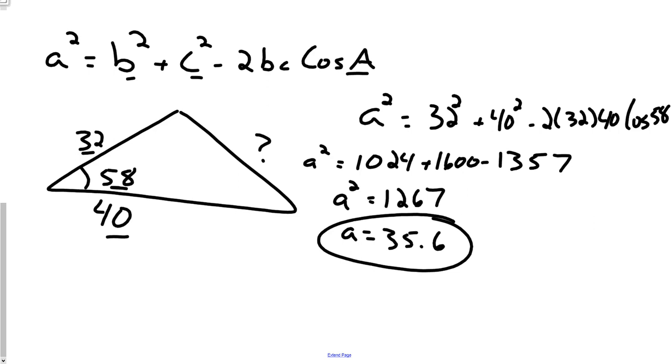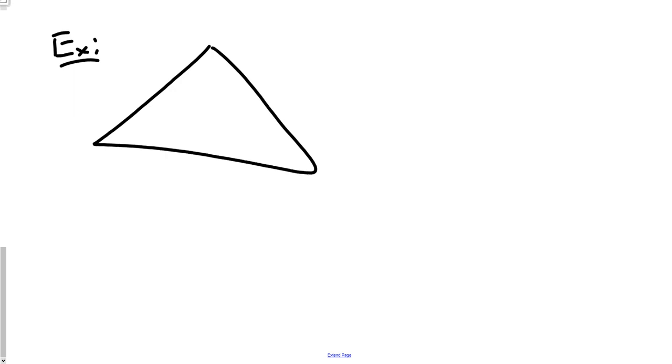Okay. Now, I'm going to show you guys how to find an angle with cosine law too, just because that one can be a little tricky. So I'll do another example here. With sine law, it's pretty much the same thing. I think you guys will be able to catch on to that one by doing a couple of examples.